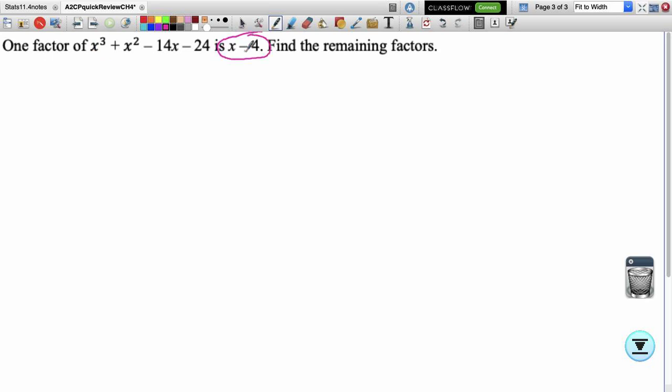Okay, so we know this is a factor. They're telling us that, but in order to continue with this problem, we have to divide it out. We do not divide by -4. We're going to put a +4 in our box, and we're going to use synthetic division.